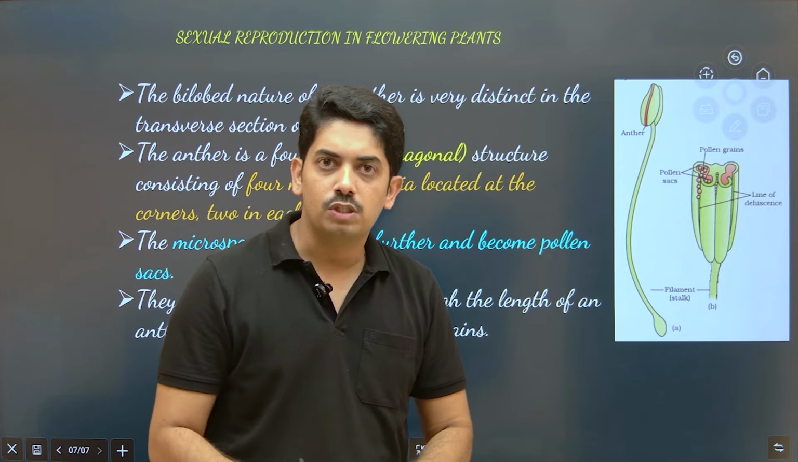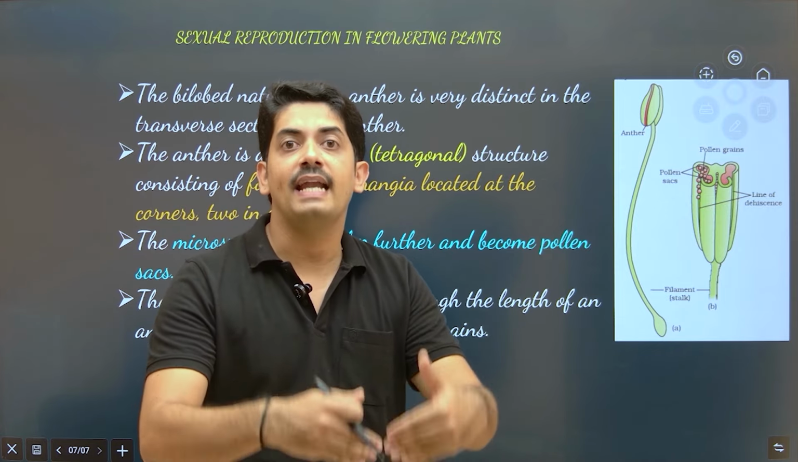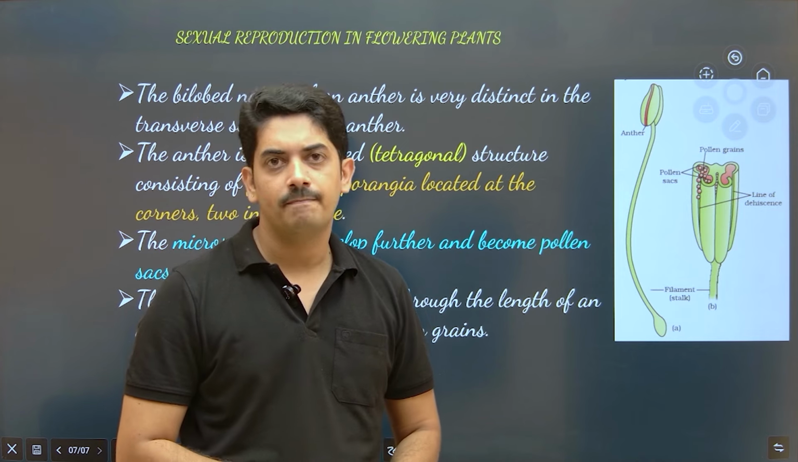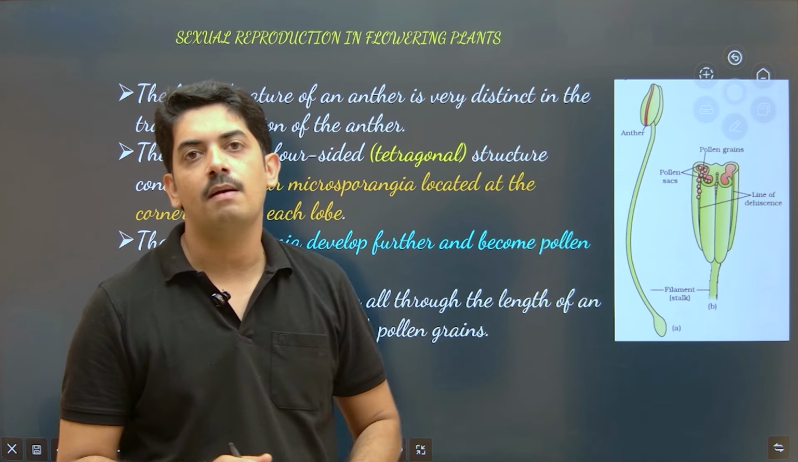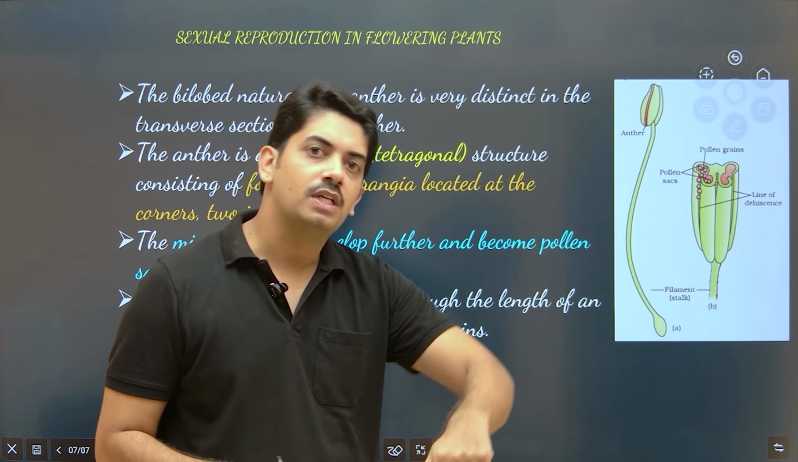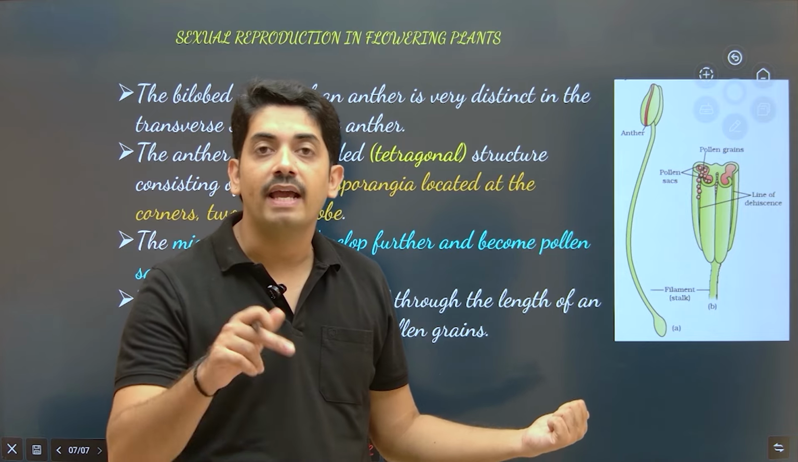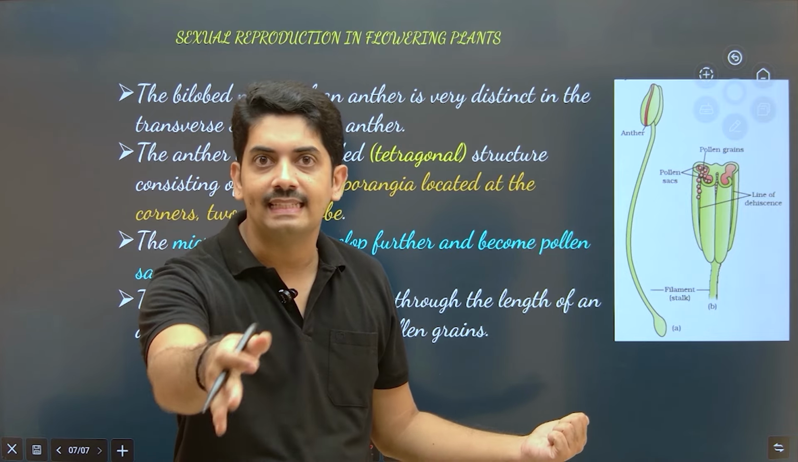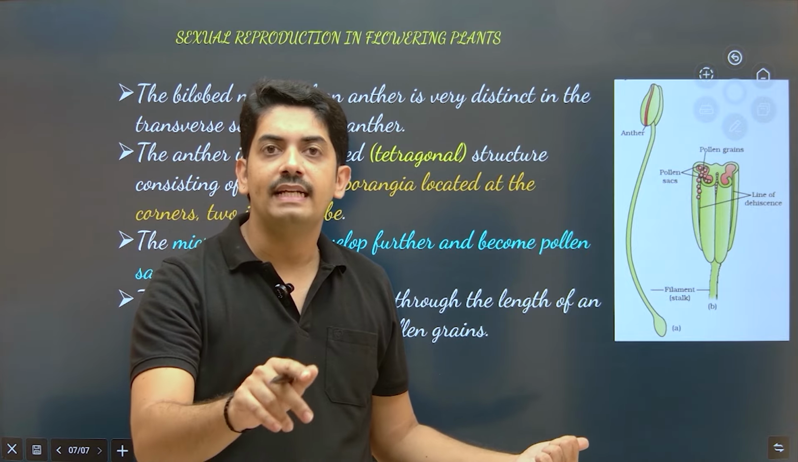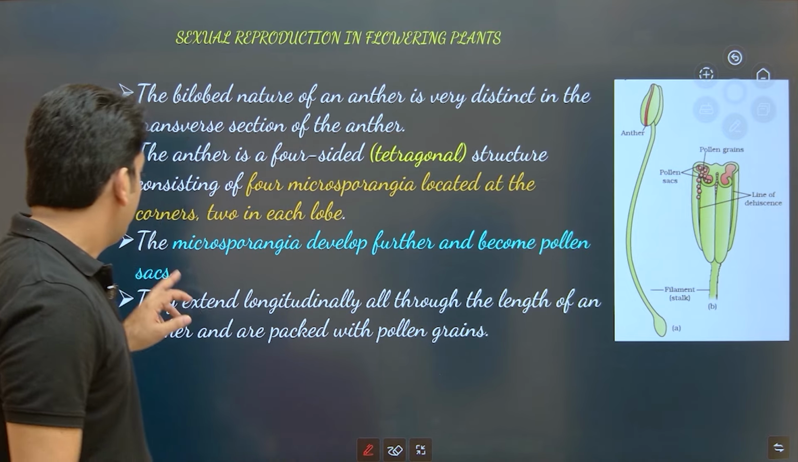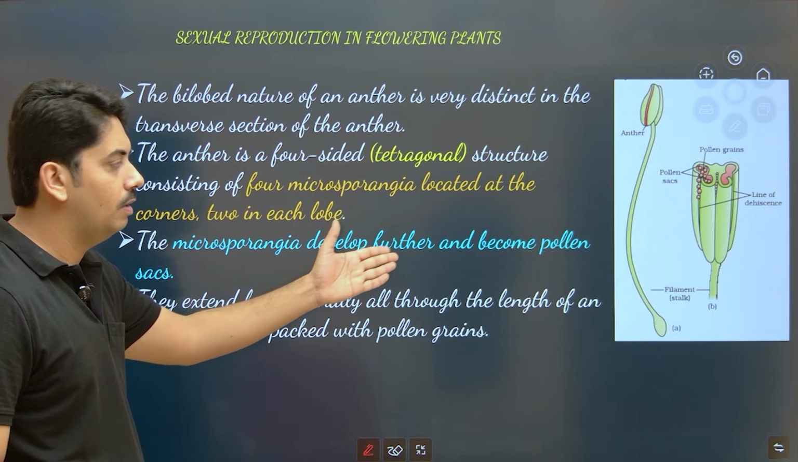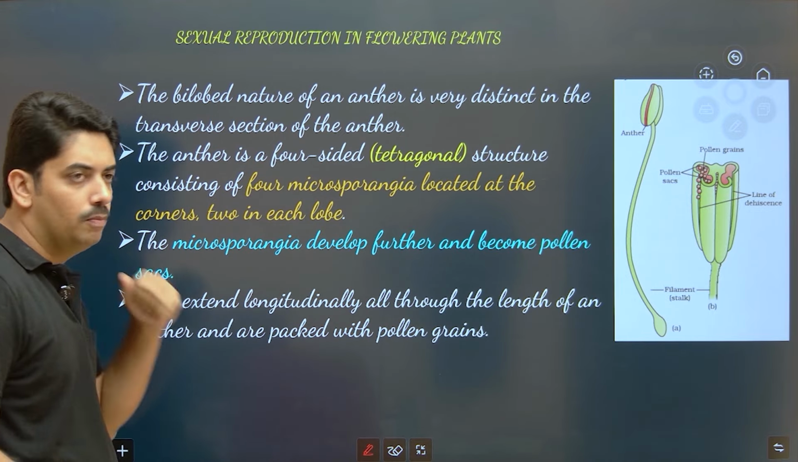Now this microsporangium matures and develops into pollen sacs. Why the term pollen sac? Because inside that pollen grains are produced. How they are produced, that we will study in detail in microsporogenesis. Genesis is something related to formation. Clear? Now the microsporangia develop further and become the pollen sac.